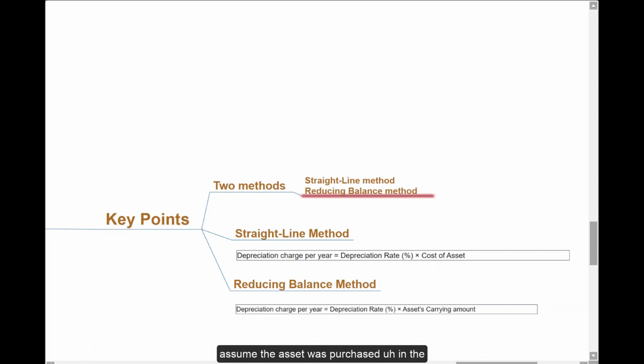So let's assume the asset was purchased in the example that we gave above: car, $100,000, 10-year useful life, zero residual value. We're saying, using the straight line method, it's going to be $10,000 per annum as depreciation charged as an expense in our accounts. Okay?